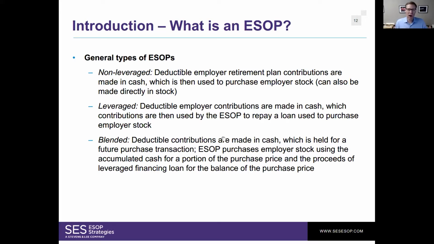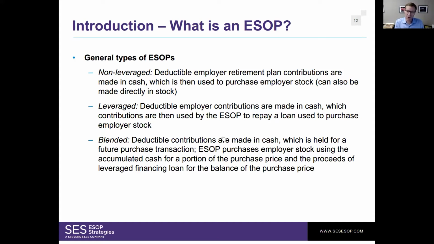So there are 2 broad categories of ESOPs that we work with. One is what we call a non-leveraged ESOP, where there is no debt. We're not borrowing any money to finance the transaction, and the ESOP's not borrowing any money. We're just contributing either cash or stock every year to the ESOP. If it's cash, it's used to buy stock once in a while. If it's stock, then it's just stock that goes into the ESOP. We don't do non-leveraged ESOPs very often.